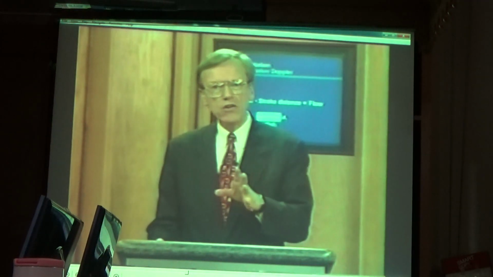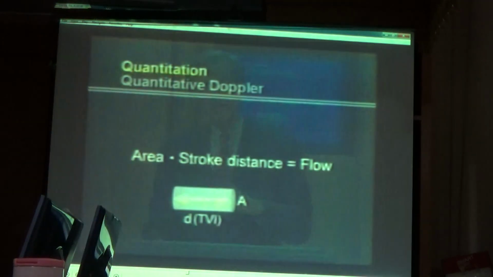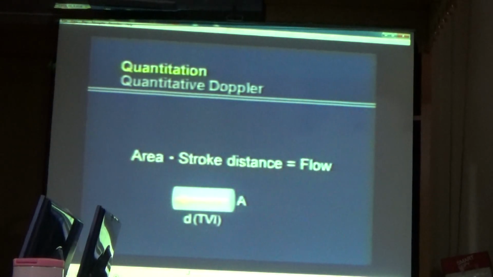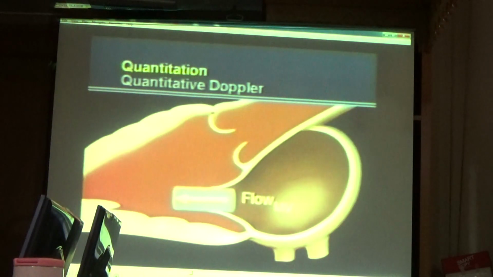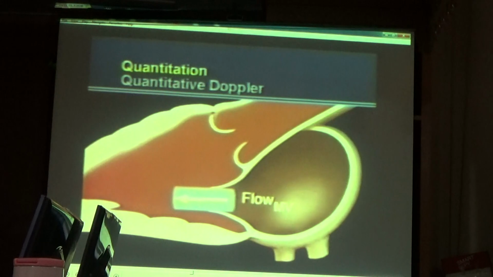The pattern that you see on the screen is basically identical to what Dr. Guru was showing, Dr. Freeman was showing. It's the area or volume of a cylinder. If you know area and you know the distance, that's the volume of a cylinder. Let's apply that to mitral regurgitation. If we know the area of the mitral annulus and the TVI, or stroke distance, we can calculate mitral flow. That represents regurgitant volume as well as systemic volume. Then we take Dr. Guru's solution for cardiac output. We take the diameter of the left ventricular outflow tract and the TVI, and we have systemic flow.